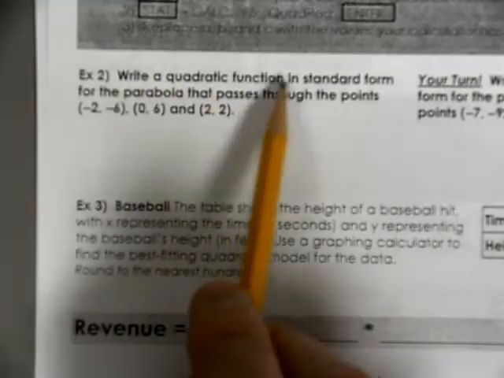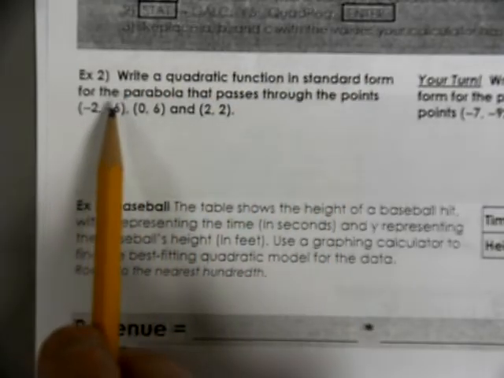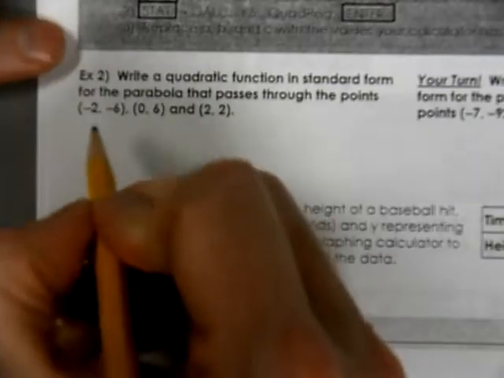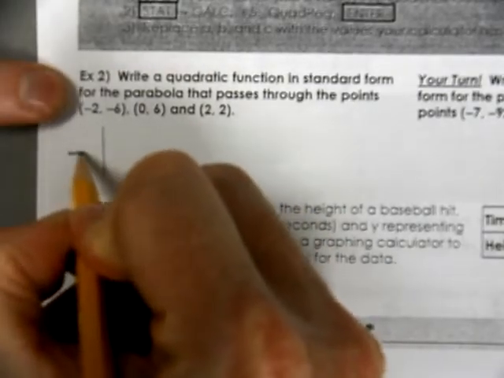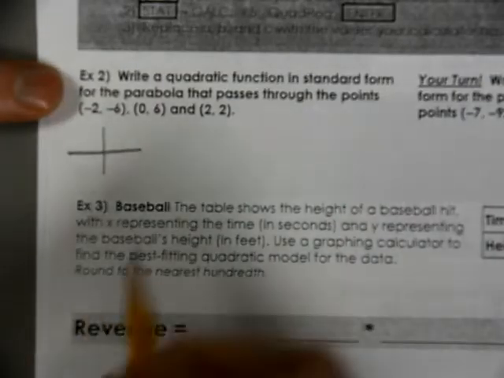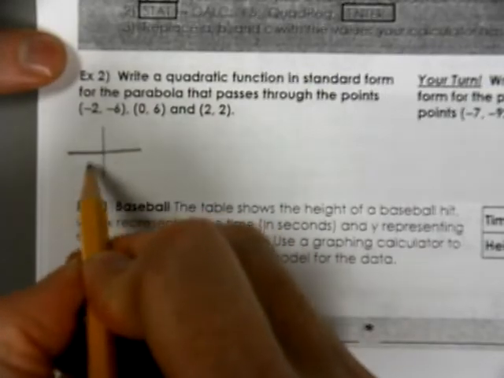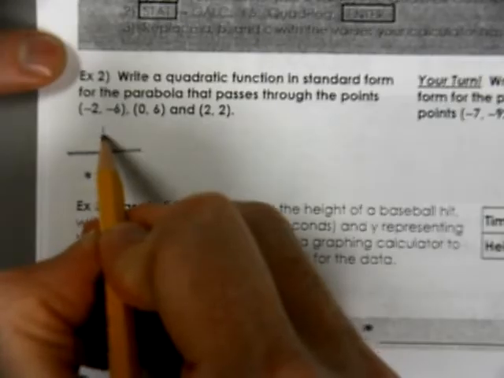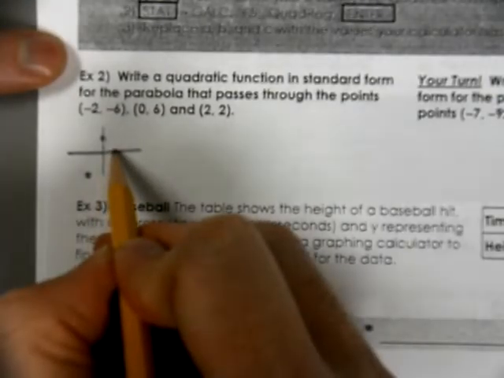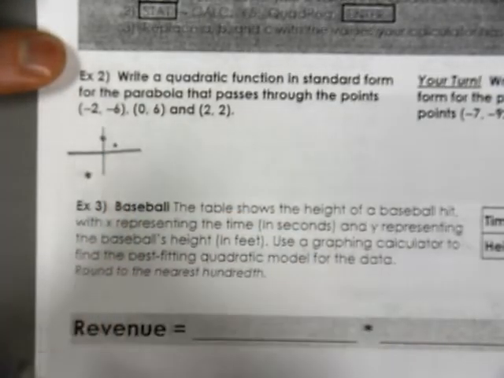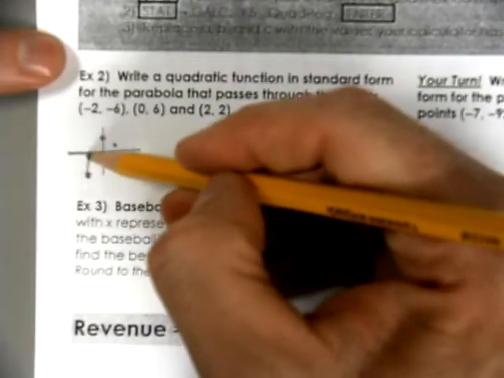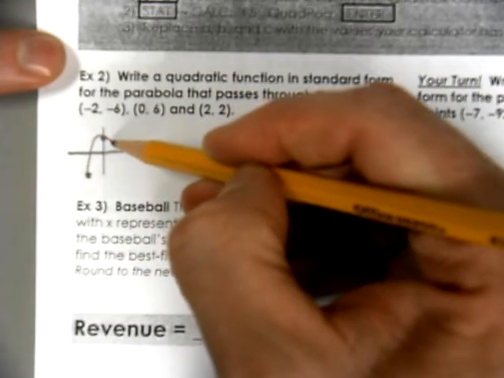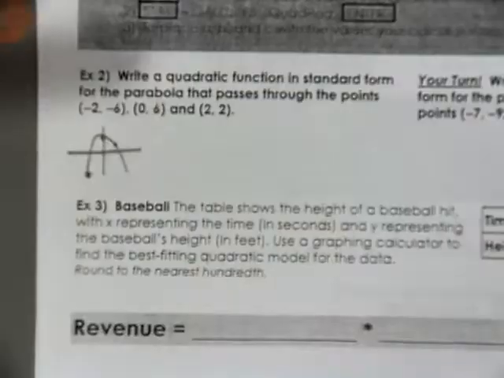Here we're going to write an equation in standard form of a parabola that crosses these points. Let's do a little bit of an idea of what this might look like. -2, -6, here's one point. 0, 6 is another. 2, 2 is another. So somewhere this is going up, it's making a curve, it's going through and coming back down.